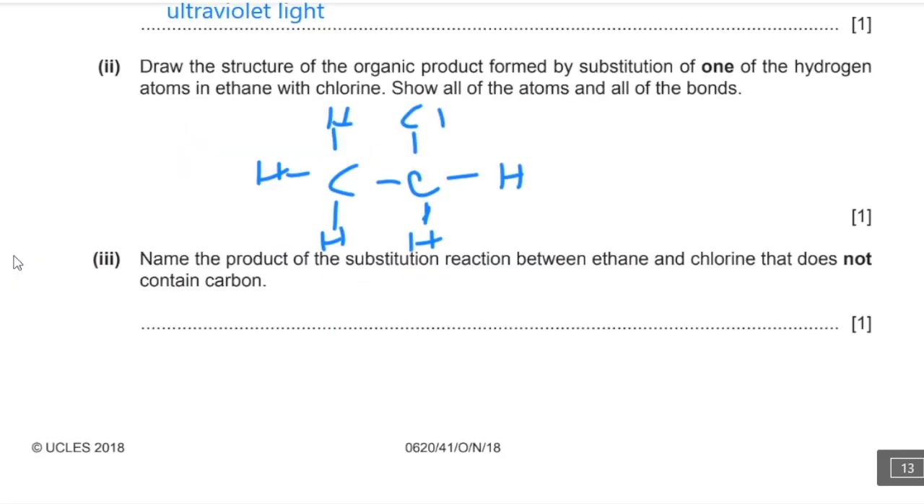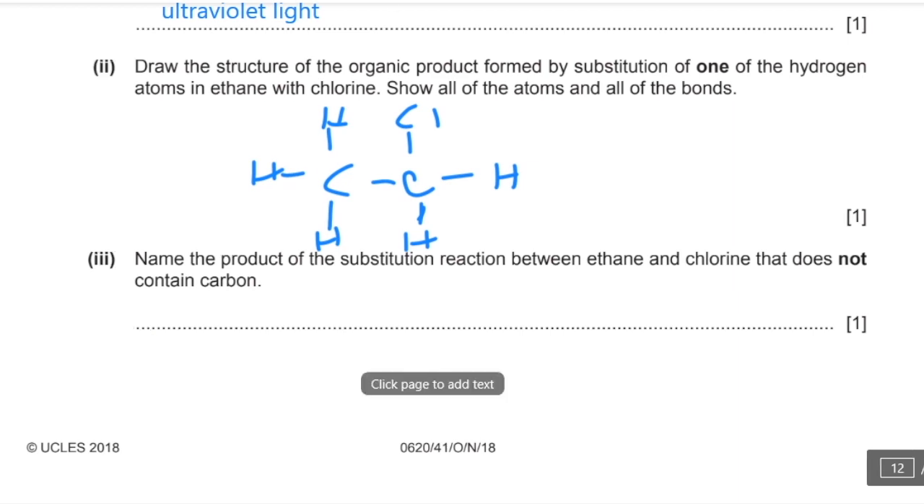3. Name the product of the substitution reaction between ethane and chlorine that does not contain carbon. This is the organic product, and the other product is hydrogen chloride, which does not have carbon.